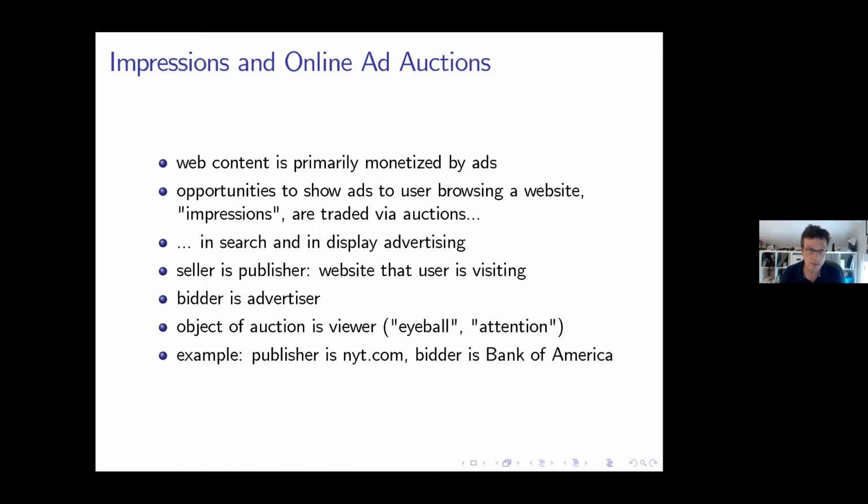As you know, web content is primarily monetized by ads, and the opportunities to show an ad, either in search or in display advertising, that are provided to you by browsing a website are what is referred to as impressions. These impressions are monetized by the seller, who we want to think about as the publisher of the website that the user is visiting, and the bidders are bidding basically for the eyeball or the attention of the viewer, and that means that the object of the auction is the viewer.